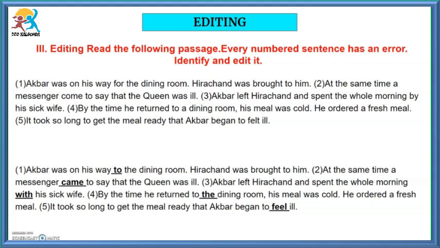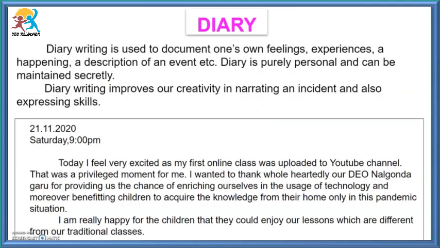Next, he returned to the dining room, not a dining room, because dining room is already mentioned. Here the definite article the is used. Next, Akbar began to feel it, not felt it, because after to we need to write the V1 form of the verb, to plus infinitive. Did you get it? Yeah.